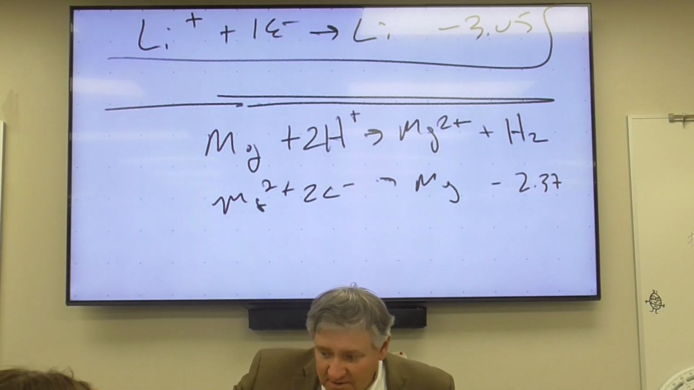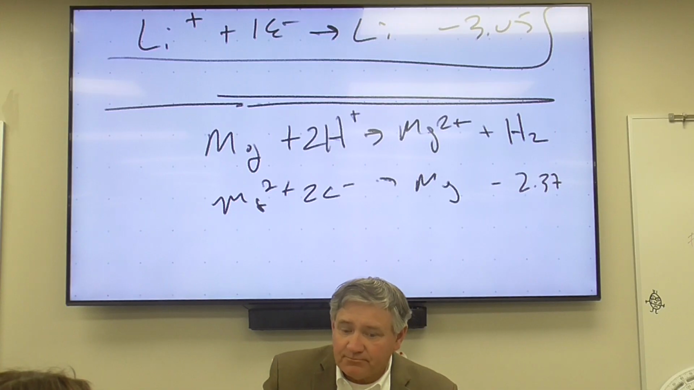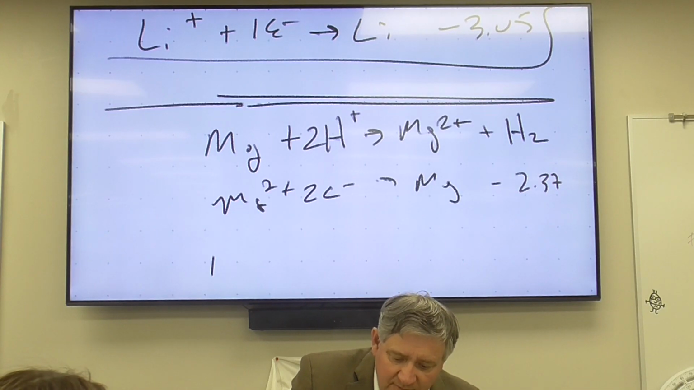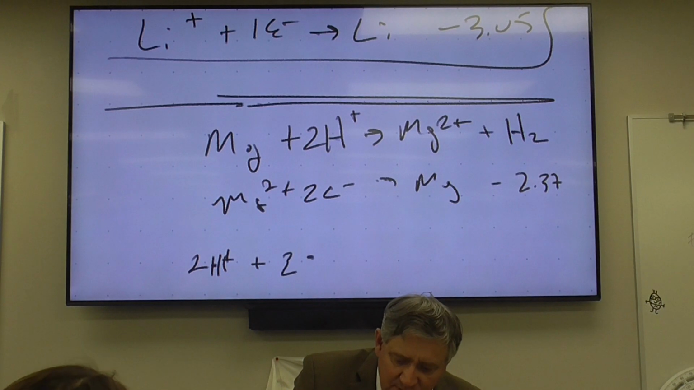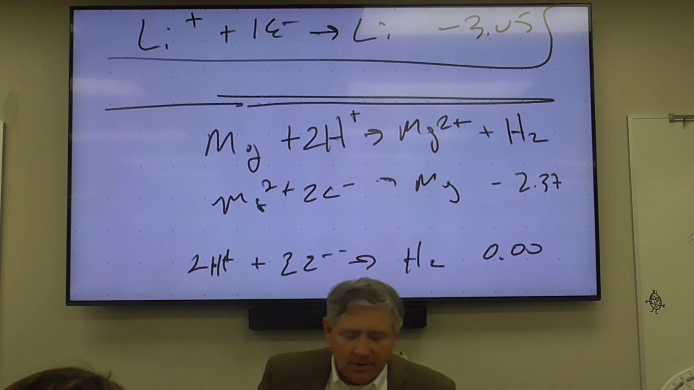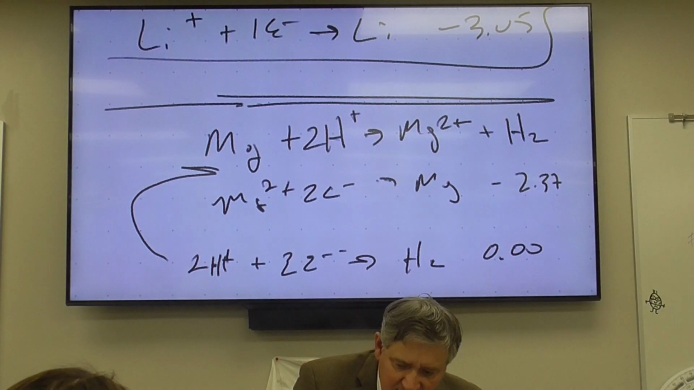Now, the other thing here is that you have hydronium ions. You do not have hydrogen gas. You have H plus potentially gaining 2 electrons and turning into H2, and that's 0. Now, there's a couple of ways, and this is going to be important. This is actually on the chart.